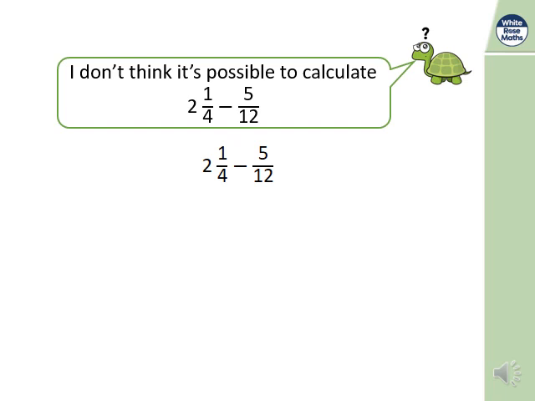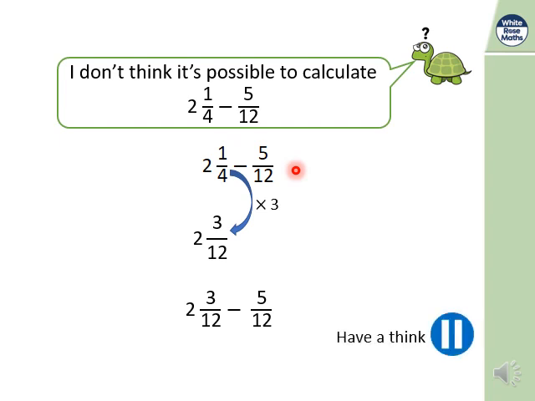Let's have a look and see. What could we have done first? Well, we could see that our denominators are not the same. So the first thing we should have thought about is how can we make them the same? And we can change our quarter into 12ths by multiplying by 3. So instead of 2 1/4, we can look at it as 2 3/12. Now, can we do 2 wholes and 3/12 take away 5/12? Have a think. How could you work that out?